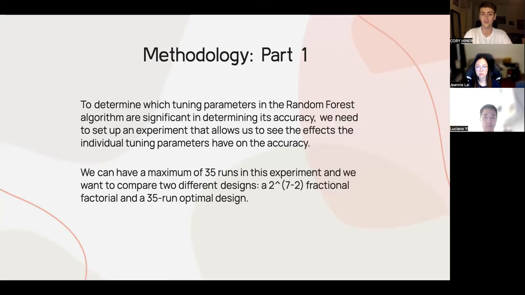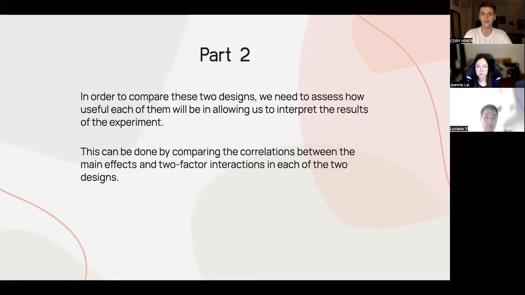We can have a maximum of 35 runs in this experiment, and we want to compare two different designs, a 2^(7-2) fractional factorial and a 35-run optimal design. In order to compare these two designs, we need to assess how useful each of them will be in allowing us to interpret the results of the experiment. This can be done by comparing the correlations between the main effects and the two-factor interactions in each of the two designs.